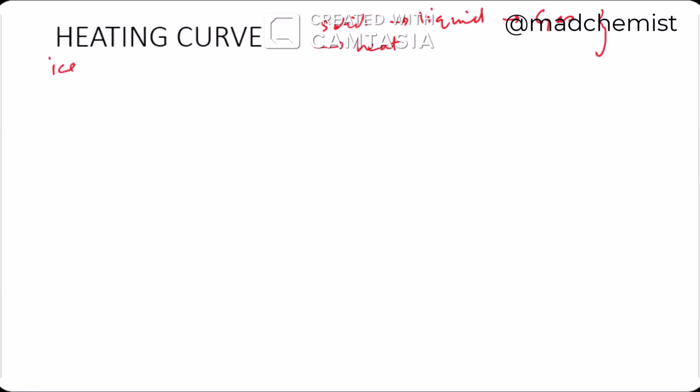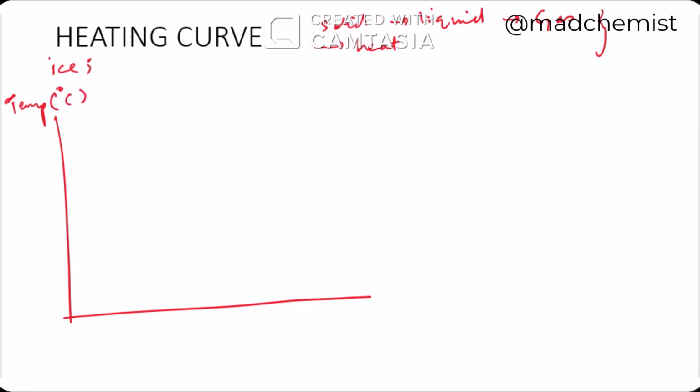Okay, so let us have an example. First of all, we will discuss the example of water. This is the graph we will discuss today. Here we will take temperature in Celsius, and here we will take time. This is a very rough diagram, we won't put the exact time here. We will discuss the arrangement of particles, how their arrangement is changed from the solid state to the gaseous state with respect to temperature.